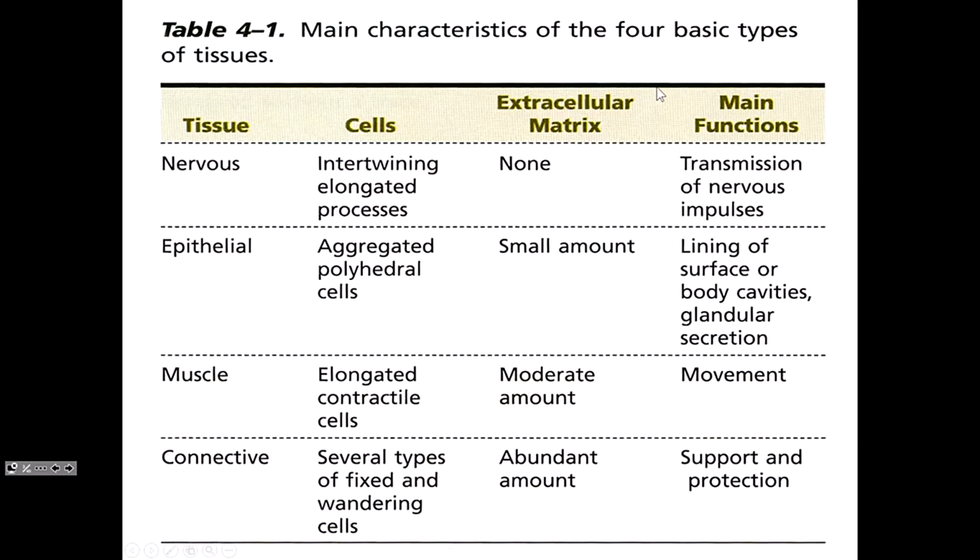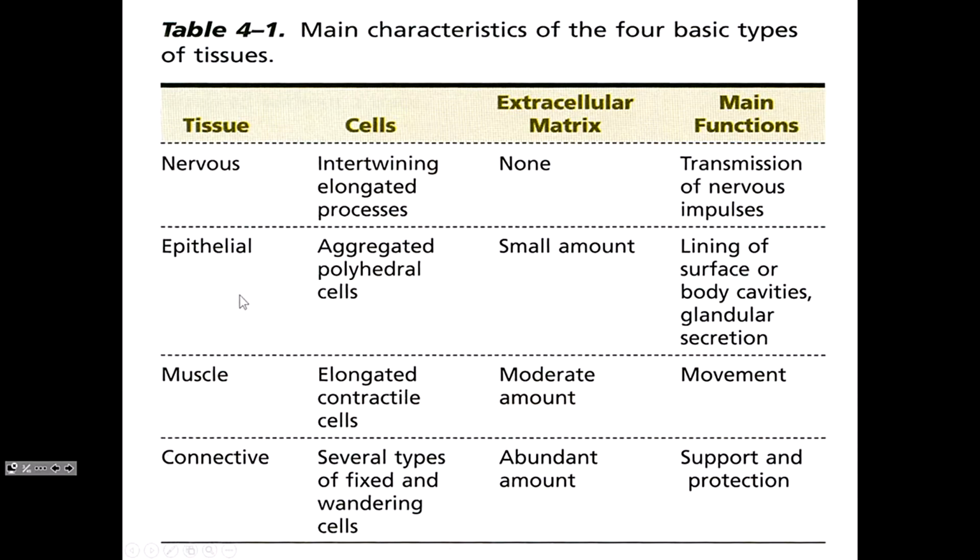Okay, so here's our four basic tissue types. Nervous tissue, okay, long processes. I think we kind of have a pretty good idea what a nerve looks like. Really there isn't any extracellular matrix material surrounding nervous cells, and the function is obviously transmission of nervous impulses.